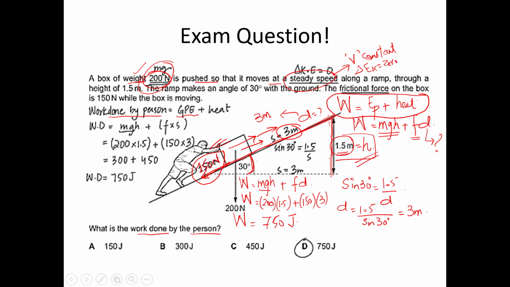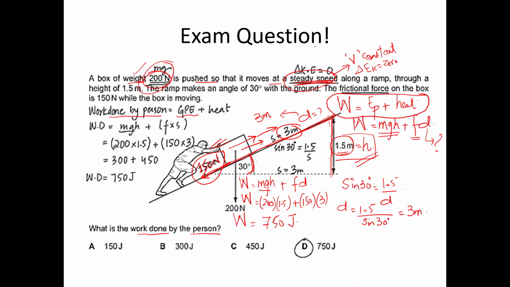Sir, because the question said that the speed was constant, and when the speed is constant, the change in kinetic energy is zero. Wonderful. It says in the question that the speed is steady. So whenever such energy-related questions come and it is written that speed is steady, velocity is constant, or terminal velocity, always take change in kinetic energy as zero. Do not use change in kinetic energy in your equation.